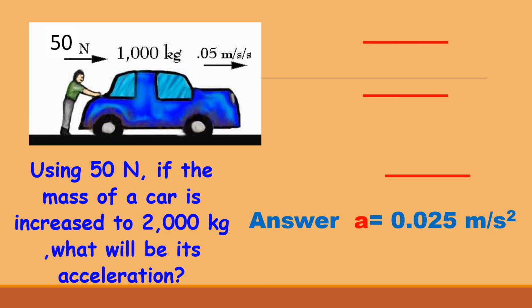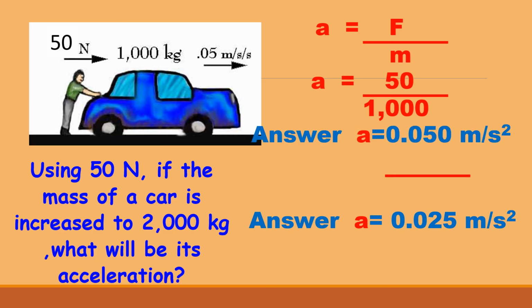Okay, let's see the relationship between the mass and acceleration. Let us say we're going to use 50 newtons constant. So using 50 newtons, if the mass of the car is increased to 2,000 kilograms, what will happen to its acceleration? So this is the solution. We all know that acceleration is equal to force divided by mass. So let us say the force is 50 newtons and the mass is 1,000 kilograms. You will have an acceleration of 50 divided by 1,000. The answer is 0.050 meter per second squared.